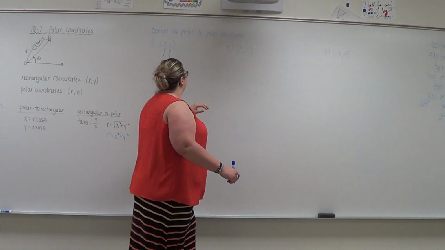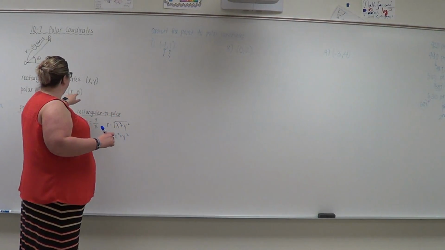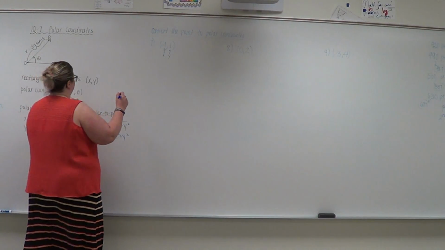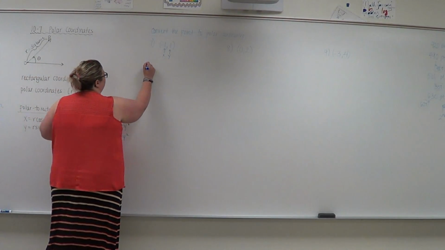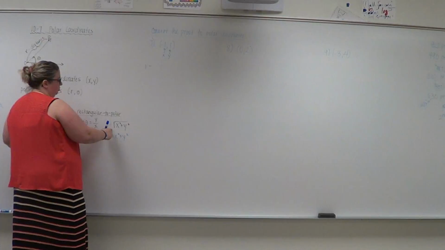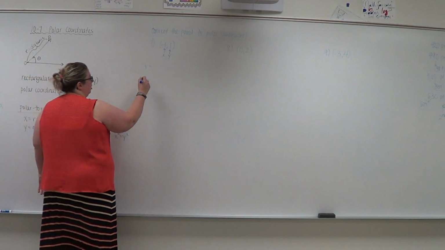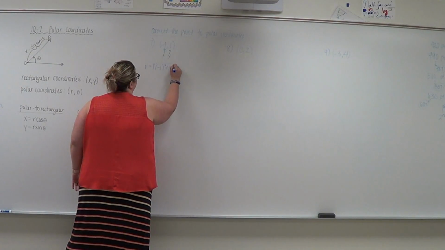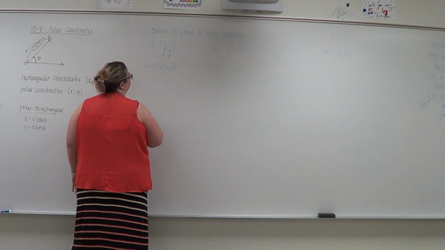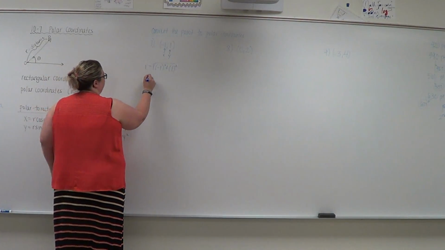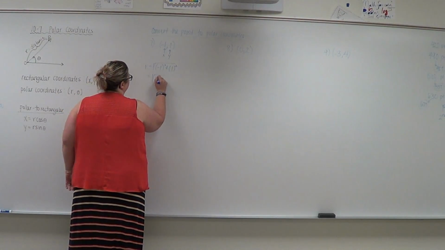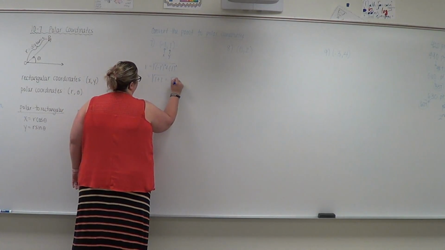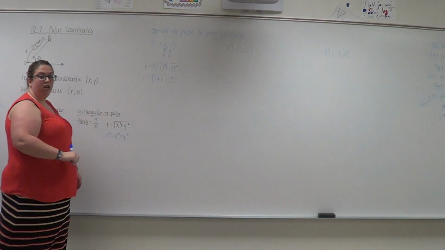Okay? So, to find your angle, we want it to be a point R theta. I guess we're going to find R first. So the formula for R is the square root of x squared plus y squared. So R is the square root of -1 squared plus 1 squared. So the square root of 1 plus 1, which is the square root of 2. Okay, so that's how you find R.